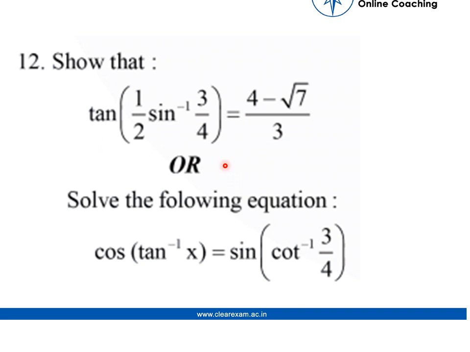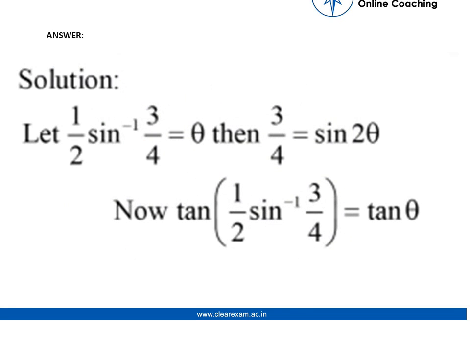So we are familiar with cos theta, sin theta, tan theta, but this is the value of theta. So what should we do for simplification? We can put this value as theta. We'll put half sine inverse 3 by 4 equal to theta. Then 3 by 4 is equal to sine theta. This can be done by moving this part towards the RHS. Now we know that tan of half sine inverse 3 by 4 is tan theta.